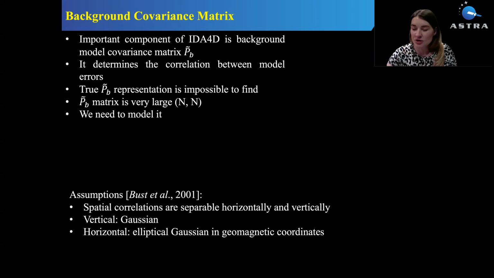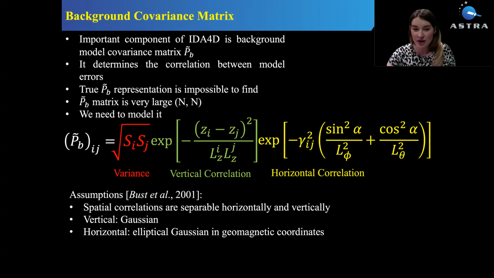There are three assumptions that have been used: that the spatial correlations are separable horizontally and vertically, that the vertical part can be modeled as a Gaussian, and that the horizontal distribution can be modeled as an elliptical Gaussian.